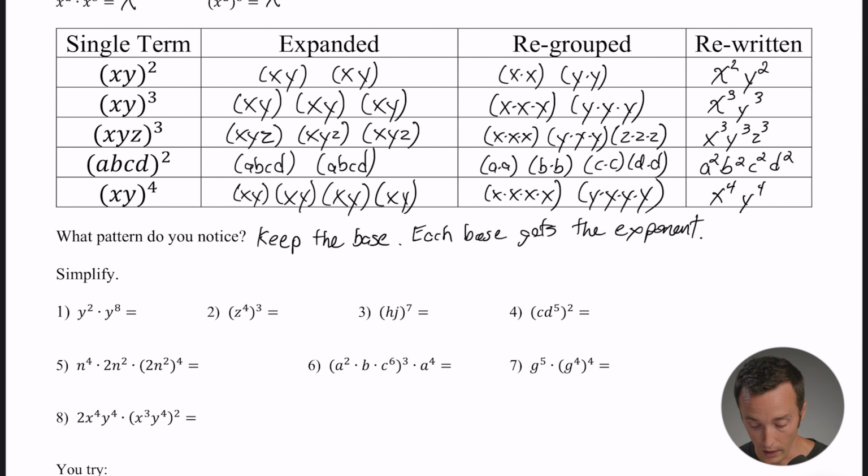In fact, number 1 looks like some of the video from video number 1, that very first rule that says keep the base and add the exponents. So y squared times y to the 8th, you keep the base and you add the exponents. So far, didn't really require us to apply this rule. How about number 2? How would we handle that? Well, that's a lot like the last video that told us to keep the base, multiply the exponents, because we have a power to a power. So 4 times 3 is 12.